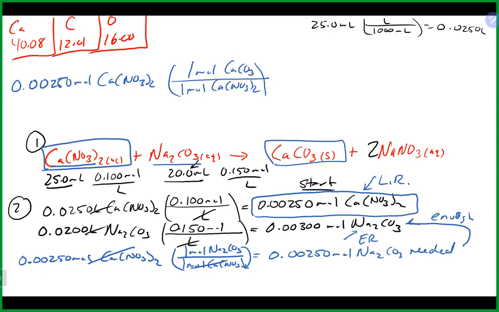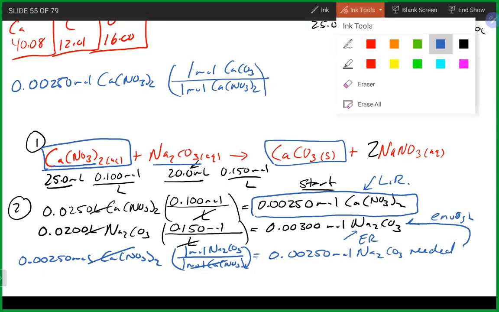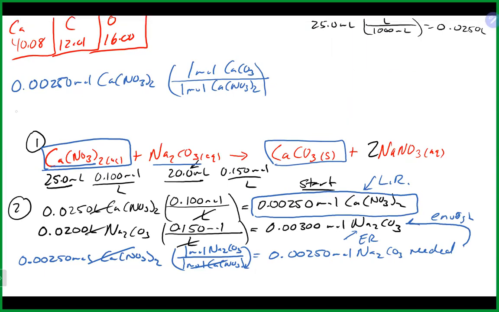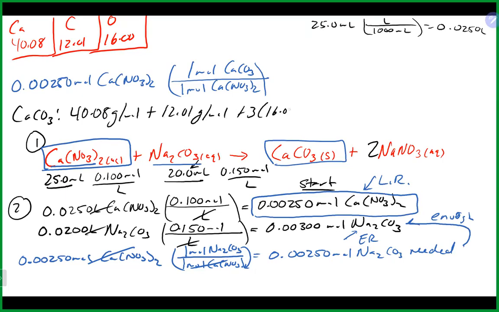In this case, we do want how many grams. So we do have to go to the periodic table to get the molar mass. For calcium carbonate, that is 40.08 for our calcium, plus 12.01 for our carbon, plus 3 times 16. That's going to get us 100.1 grams per mole. So we'll use that as our last little step here.